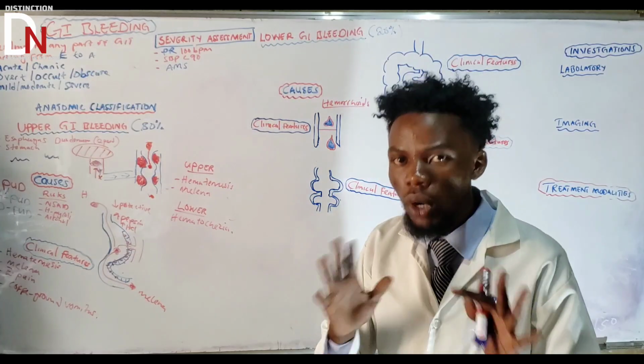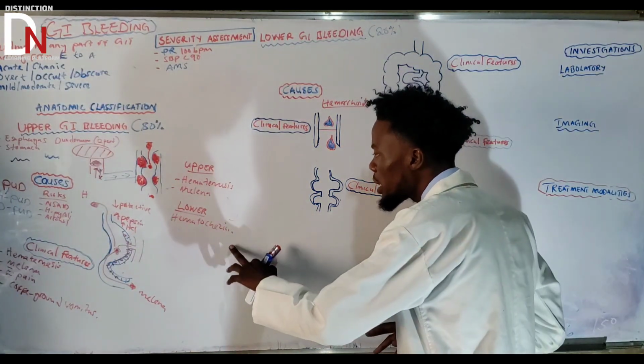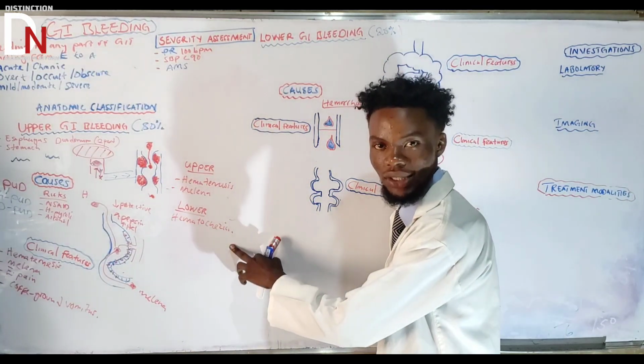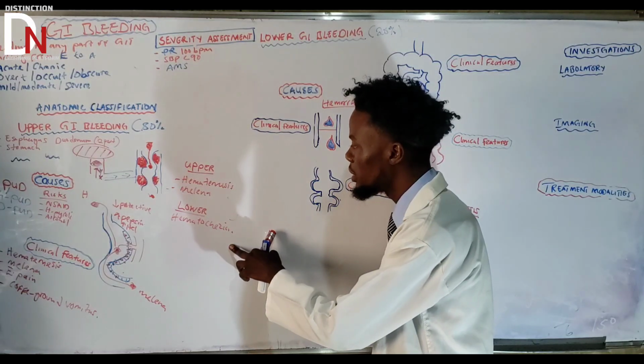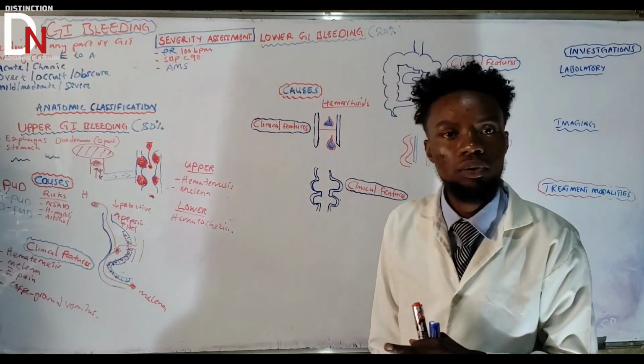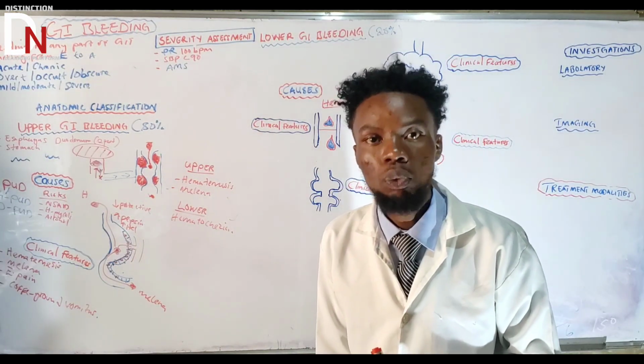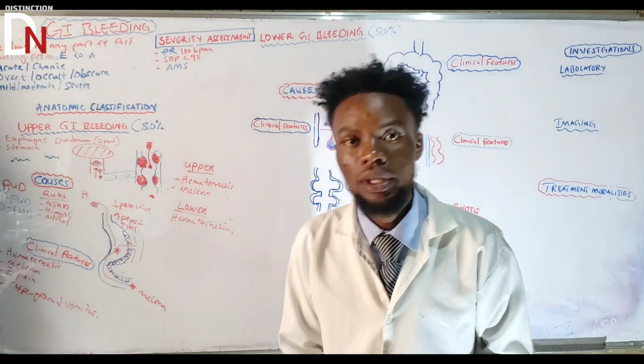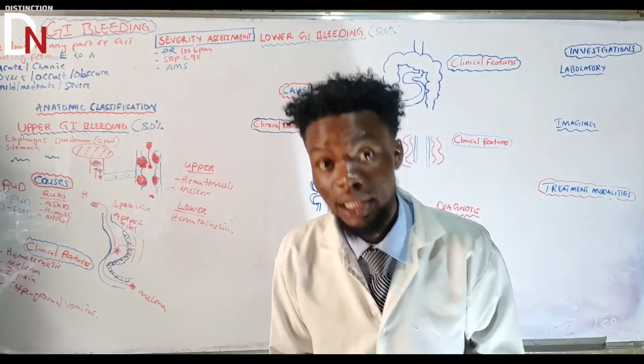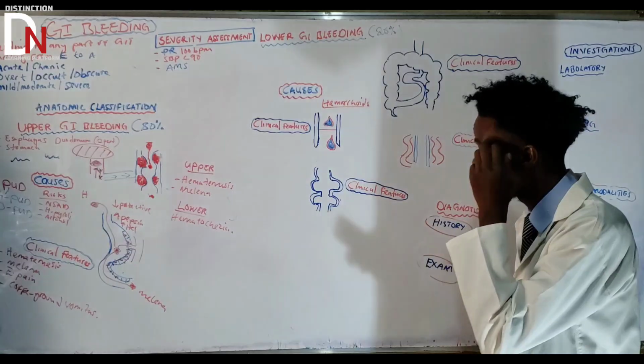So in summary, what we're saying is that hematochezia is not always from the lower GI tract, or lower type of GI bleeding. It can also present in upper GI bleeding when the bleeding is severe in the upper GI tract. You need to take note of that.